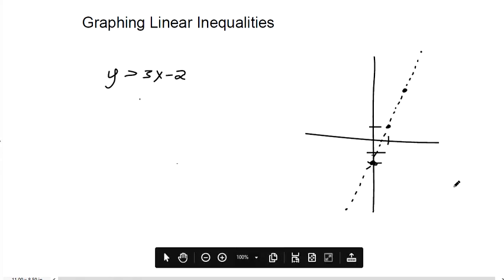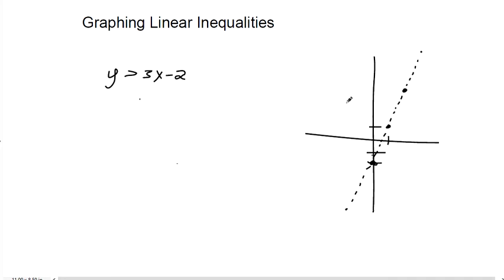Okay, and then we actually have to do some shading because there's an infinite amount of points that solve this. They're either on this side of the line or they're on this side of the line. So to figure out which one's which, let's just pick any old point you want, just as long as it's clearly on one side or the other. So like I'm going to pick the point -1, 1.